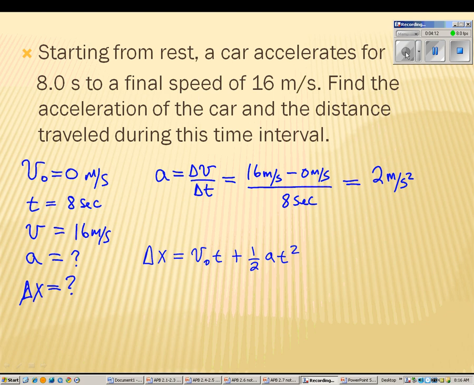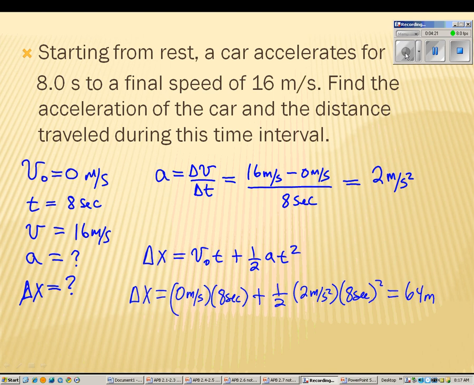One of the equations we can use is this: delta x equals v naught t plus 1/2 a t squared. I can now plug in all the values and come up with my answer. If you do this correctly, you should have an answer of 64 meters. What's interesting here is you could have used the v squared equals v naught squared plus 2 a x equation, and that would have worked just as well. But here's an example of what kinds of problems we're going to be solving.